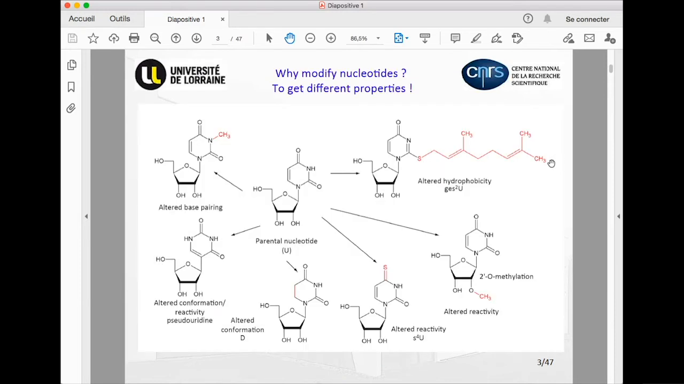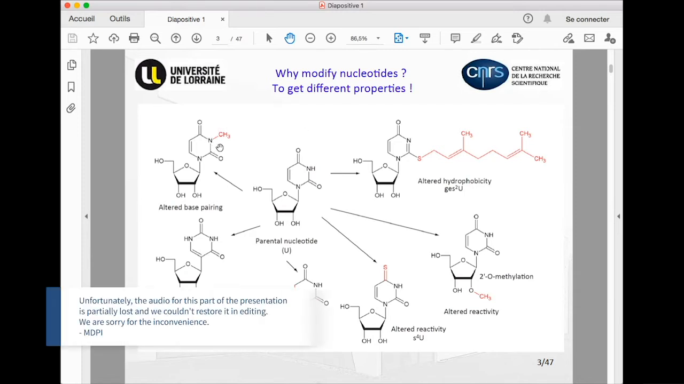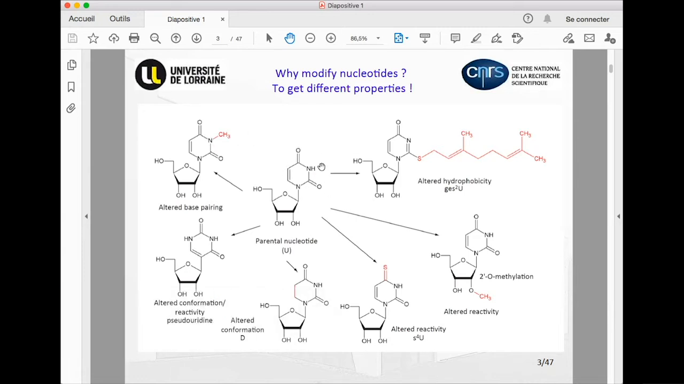So what is the reason to modify nucleotides of RNA? The idea is to get additional chemical or physicochemical properties. This can be created by altering the base pair properties of nucleotides, for example base pairing of A, while the methyl group changes it. There may also be changes in conformation of the uridine and dihydrouridine. In both cases, the conformation of this nucleotide will be different from the parental U.